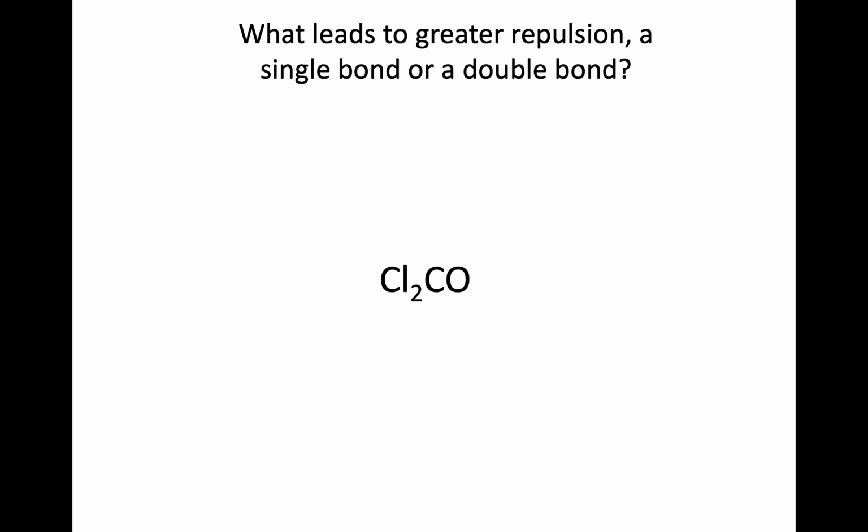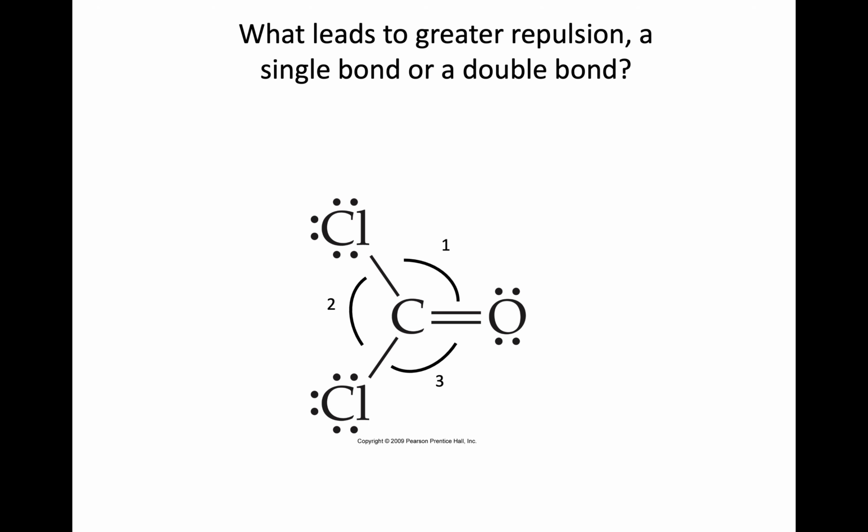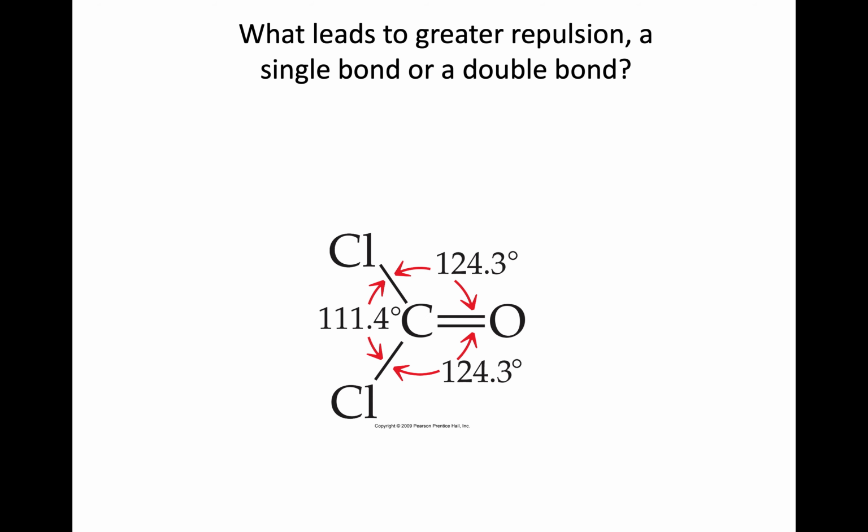What leads to greater repulsion, a single bond or a double bond? This is the structure we looked at a moment ago. Let's look at the bond angles to see if we can find a difference. Here's the actual data. It looks like the double bond is taking up more space. It's squeezing this Cl-carbon-Cl bond angle a little bit smaller. Recall in the ideal geometry they would have all been 120. In this case, it appears that the double bond is taking up more space than the single bond.